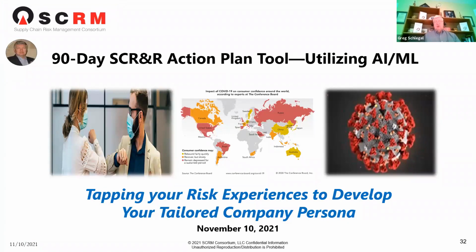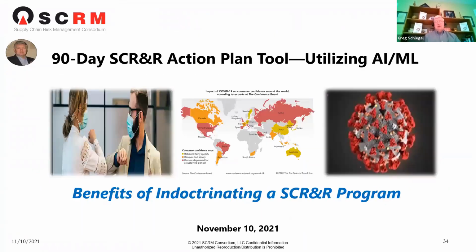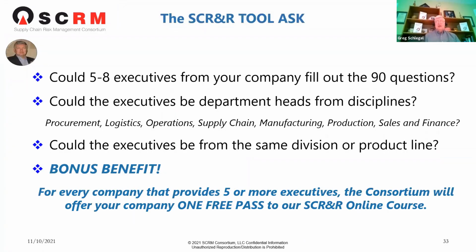I'll just keep moving towards, maybe we go to the last slide, in terms of this is the ask. We ask that 5 to 8 executives from your company fill out the survey tool. We want diversity in terms of perspectives from different departments. We would ask that a prospect or company keeps it small, with the same division or the same product line, and then 5 to 8 execs. As a bonus, for every company that provides 5 or more executives to fill out the survey tool, we will offer that company 1 free pass to our supply chain risk and resiliency online course. That's a value of $1,400 US.